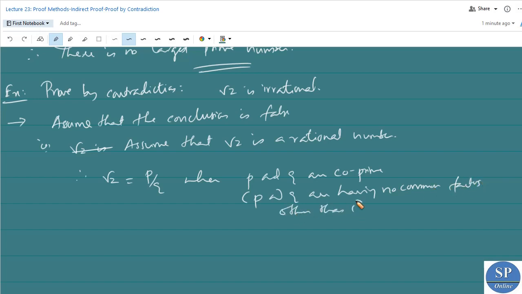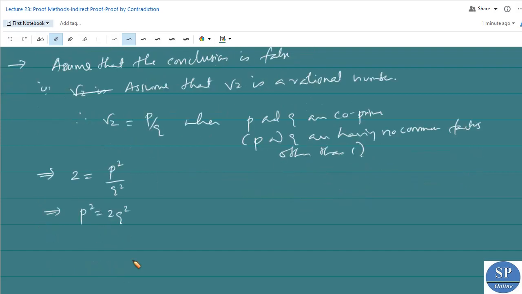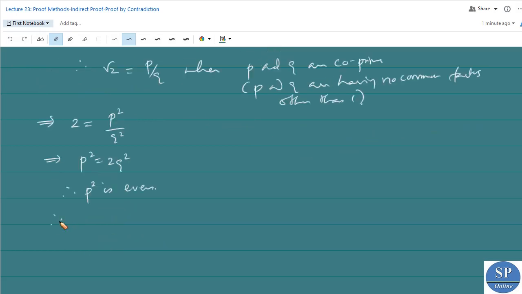Since root 2 equals p by q, squaring we get 2 equals p square by q square. That implies p square is equal to 2q square. That is, p square equals 2q square means p square is even. Therefore we can say that p is also an even number. Since p is even, we have p equal to some 2k where k is an integer.